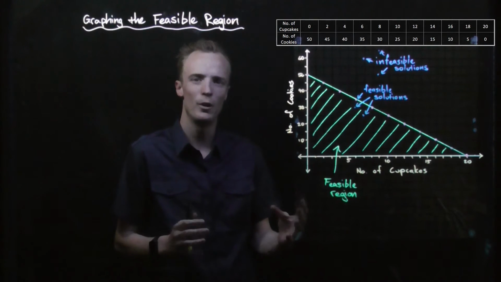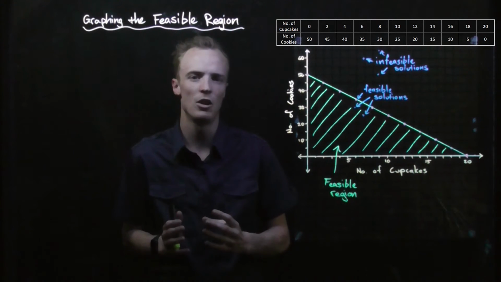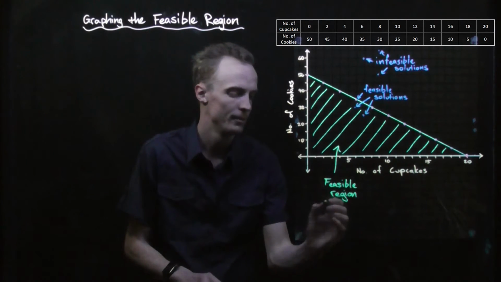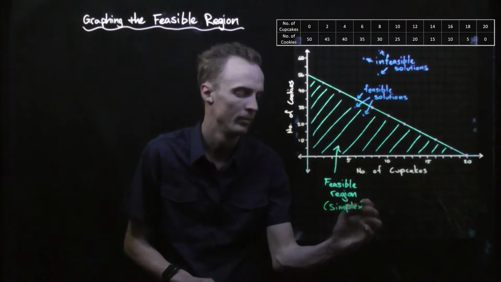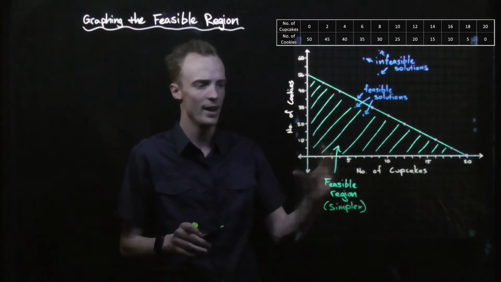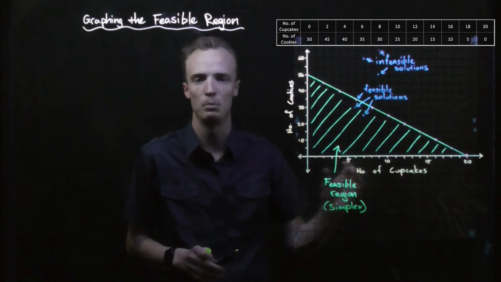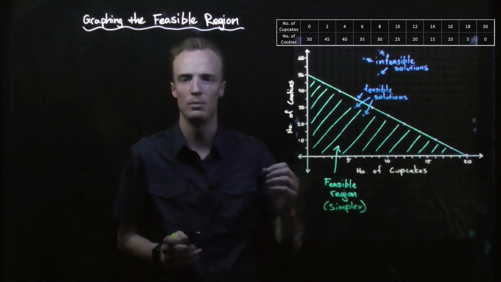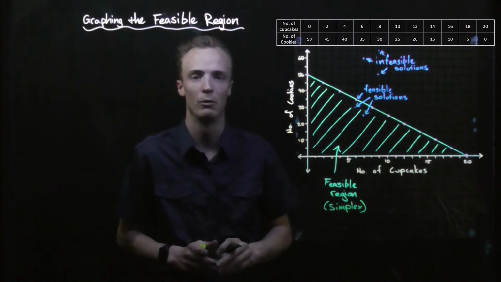Now, there are a couple of other words that you might hear and you need to get to know when we start talking about the feasible region. The first one is the simplex. The simplex looks at what combinations exist within our feasible region. In other words, it's another way that we can define or refer to our feasible region.